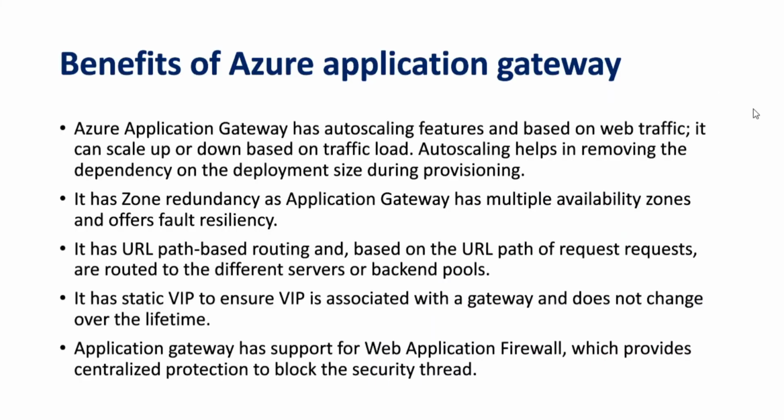Now, benefits of Azure Application Gateway. Azure Application Gateway has auto scaling features, and based on the web traffic, it can scale up or down based on the traffic load. Auto scaling helps in removing the dependency on the deployment size during the provision. It has zone redundancy, as Application Gateway has multiple availability zones and offers fault resiliency.